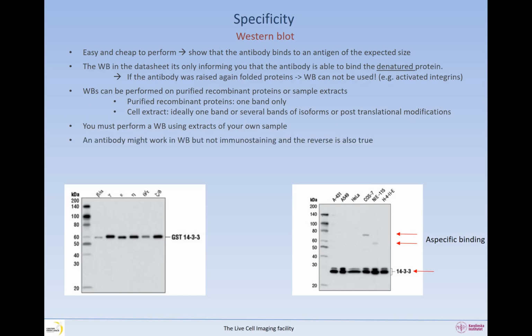And again, an antibody might work in Western blot but not in immunostaining, and the reverse is also true. Another disadvantage of Western blots is that they do not show the localization of the antigen. So if you need to use it in immunostaining, then you have to do the validation yourself.